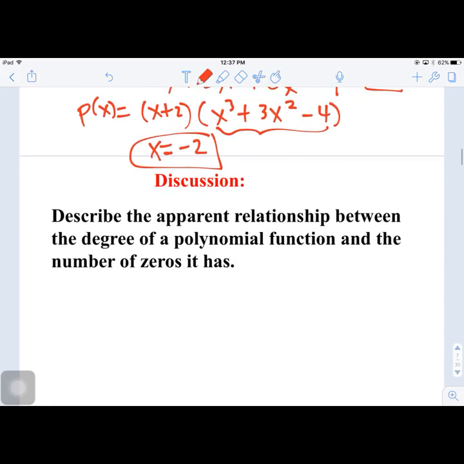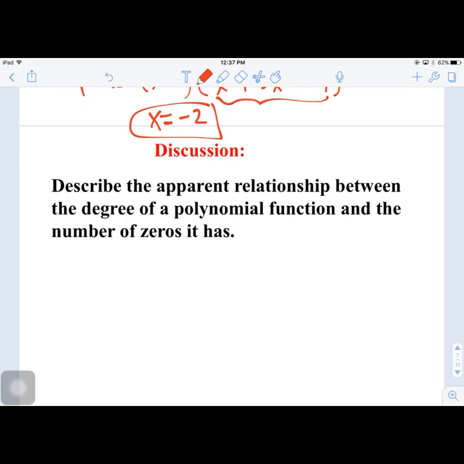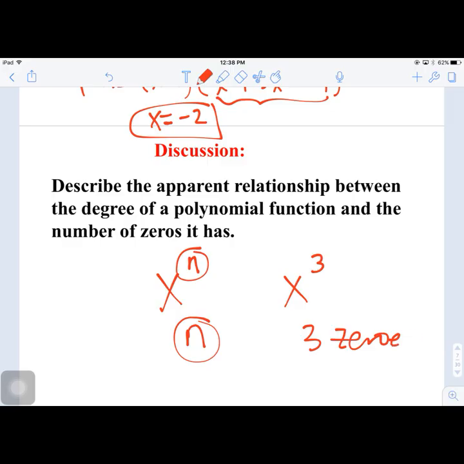That's a wrap for lesson day 1 of 7.2. This discussion question described the apparent relationship between the degree of a polynomial function and the number of zeros it has. So in general, x to the n power, for n degree, will have n zeros. So that's the number of zeros that it should have. If it's x to the third power, you should have 3 zeros, whether they're real or not.